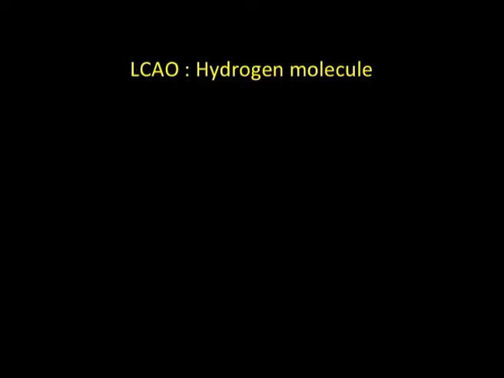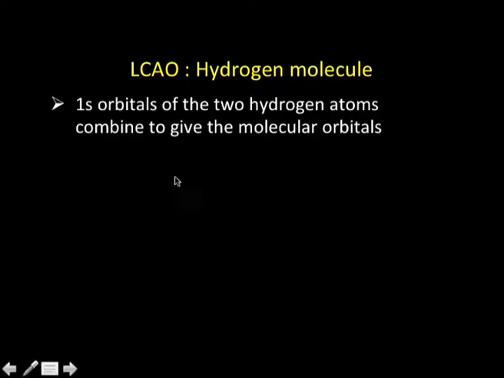Okay. Now, with this background, we are equipped to move further and take up the homonuclear diatomic molecules of the first period. That is, we will talk about how we use molecular orbital theory to explain bonding in homonuclear diatomic molecules of the first period to begin with. Let us take again a very simple molecule, the hydrogen molecule. In the hydrogen molecule, the two hydrogen atoms combine together, and the hydrogen atom has a 1s orbital. So we take the 1s orbitals of the two hydrogen atoms and combine them to see what kind of molecular orbitals we get.